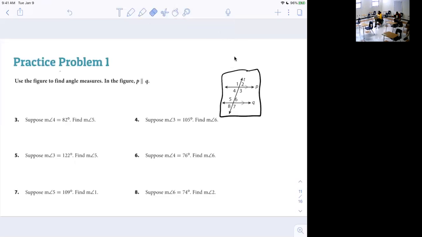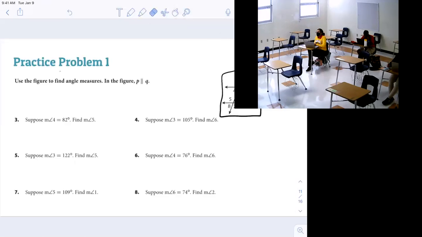Oops, I accidentally just unmuted you guys in the classroom. I didn't mean to do that. So whoever's at the computer, if you could unmute. Thank you.